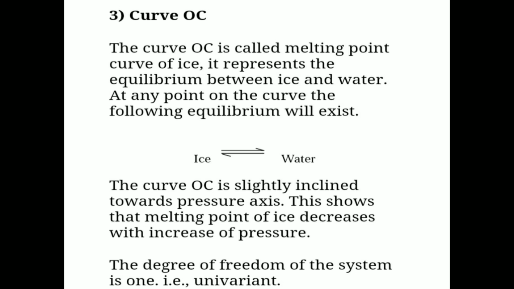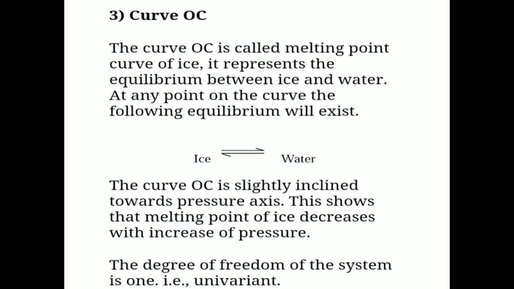The degree of freedom of the system is the same, 1, univariant. Substitute in F is equal to C minus P plus 2. Here the component is 1, phase is 2. So 1 minus 2 plus 2, minus 2 plus 2 cancel. So F is equal to 1. So the degree of freedom is 1.